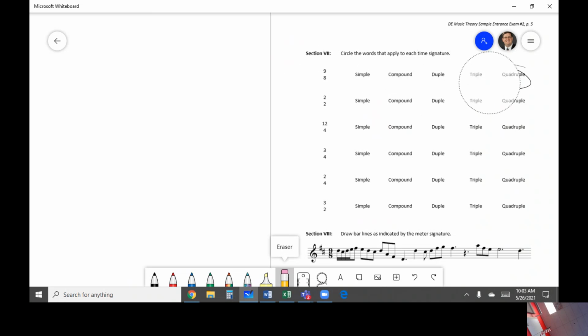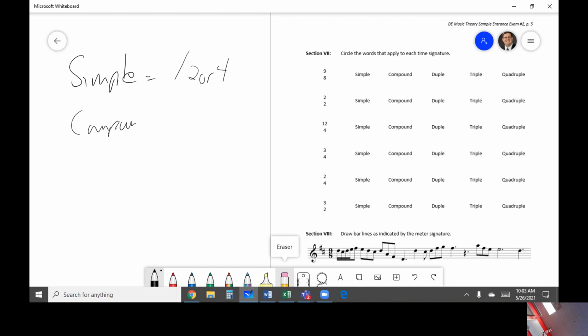All right. Let's talk first about simple and compound. Simple means that the beat is divided into 2 or 4. Compound means that the beat is divided into 3. Now you kind of have to have lived with time signatures enough to be able to determine if they're divisible by 2 or 4, or if they're divisible by 3. So let's give some examples here.